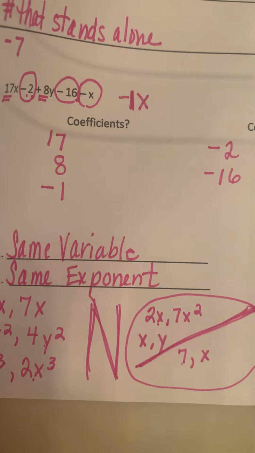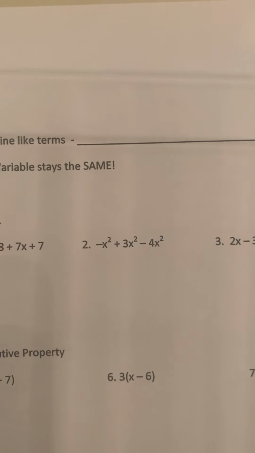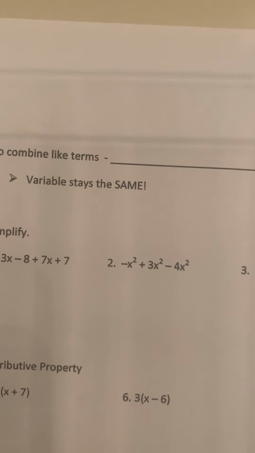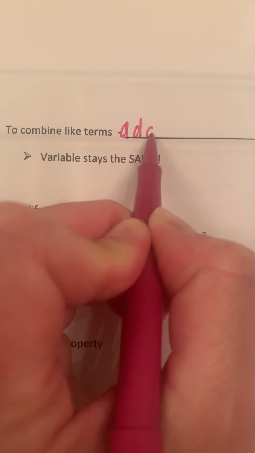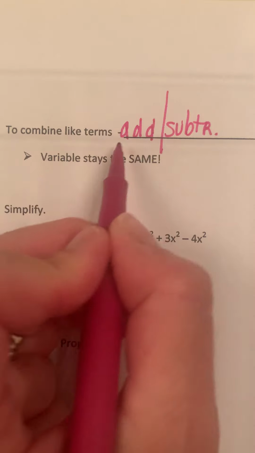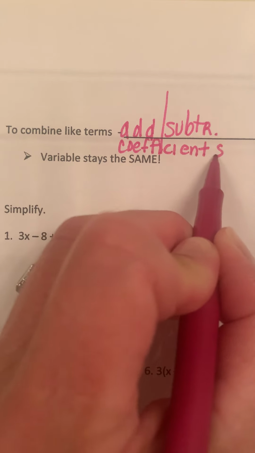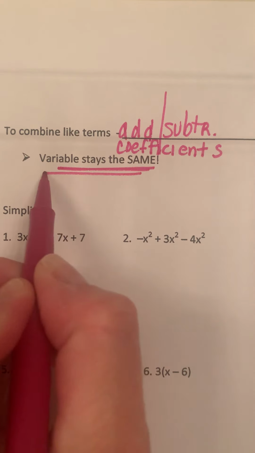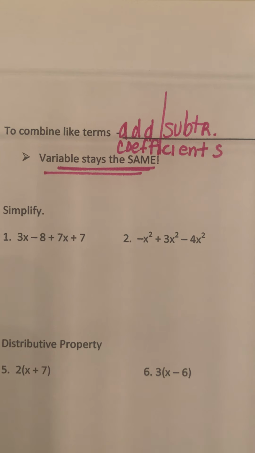All right, and then moving on to the second page. So the second page is how to combine like terms. To combine like terms, all you do is you add or subtract the coefficients, the numbers in front. Notice the variables stay the same. You basically just bring those variables down.